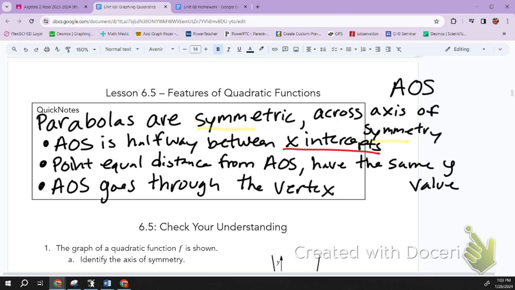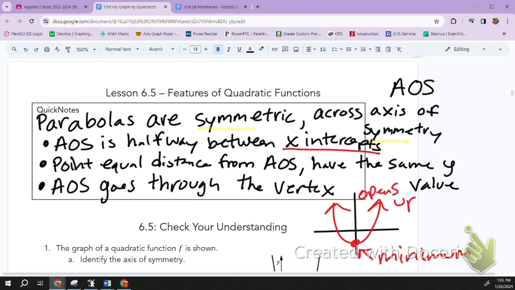One more thing. If a parabola opens up, so we'll just sketch it instead of writing it, that means the vertex is a minimum point. It's the lowest point if it opens up. If the parabola opens down, like we saw in our lesson example, then that vertex is a max.